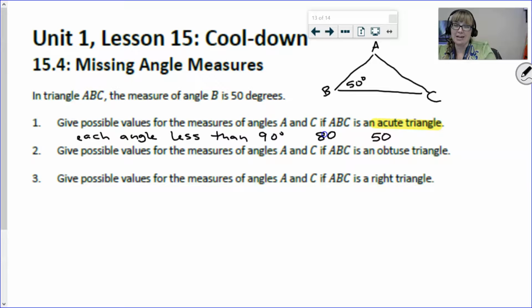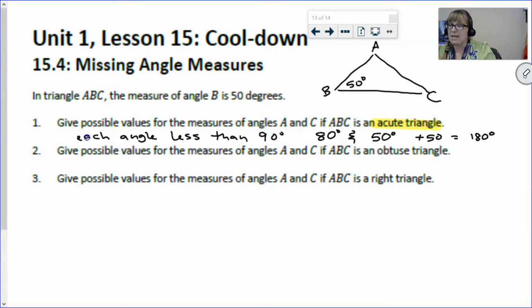But 80 and 50 are less than 90. I am having such a hard time writing this and symbol. There we go. Each of these are acute angles, but they still add up to 180 degrees.